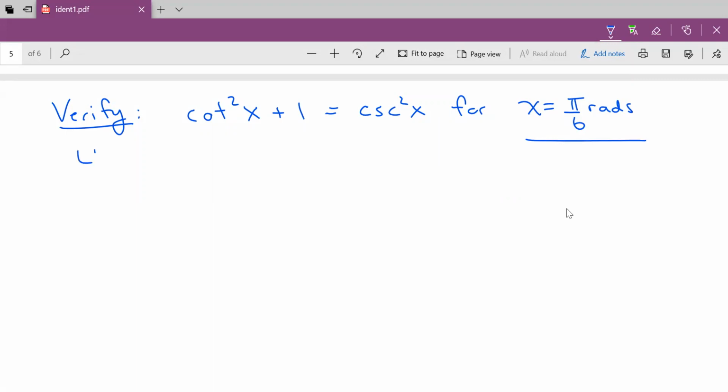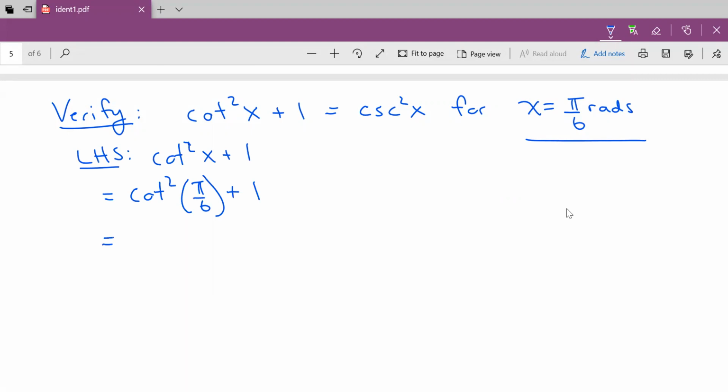So when we're doing this, here's what we're going to do. We're going to work with the left-hand side and the right-hand side separately. So the left-hand side, cotangent squared x plus 1. We're going to use this value of pi over 6, so I'm going to sub that in. Cotangent squared pi over 6 plus 1.